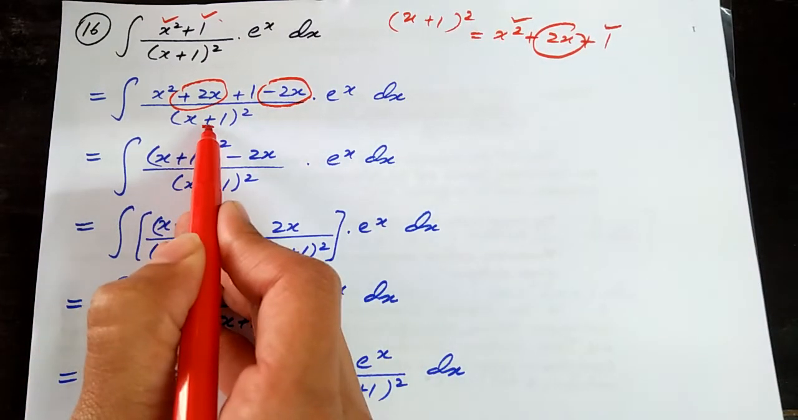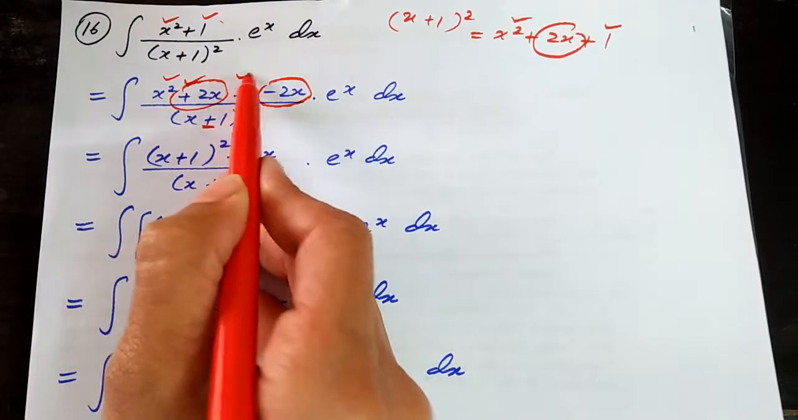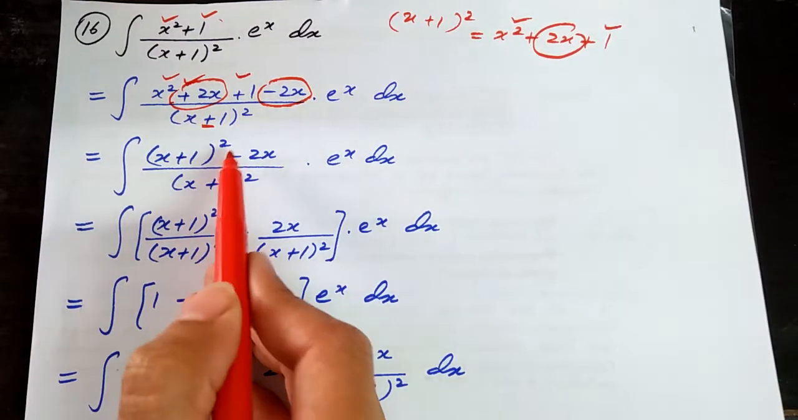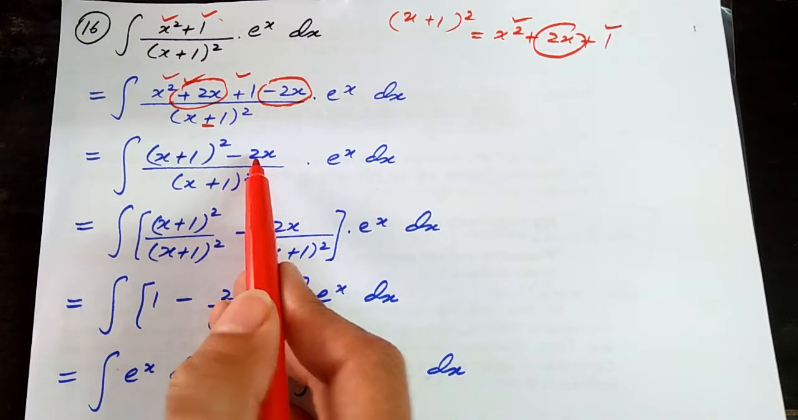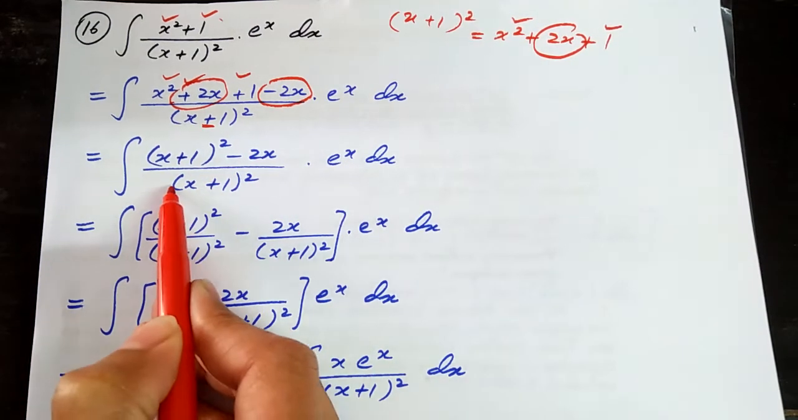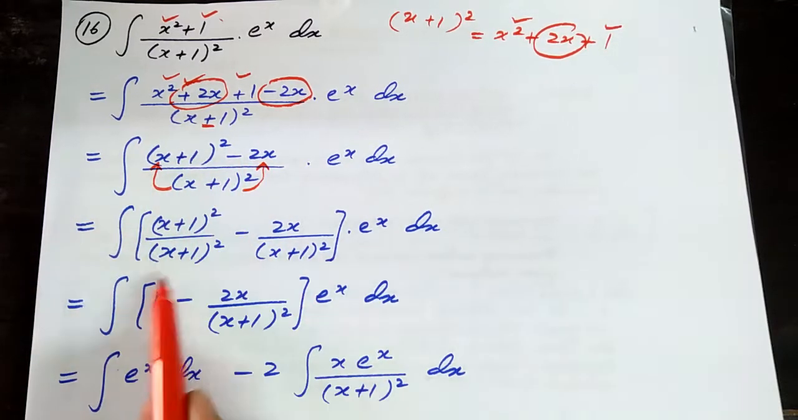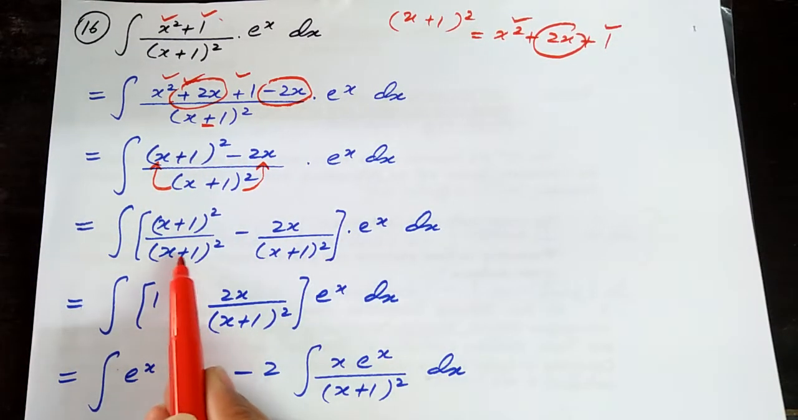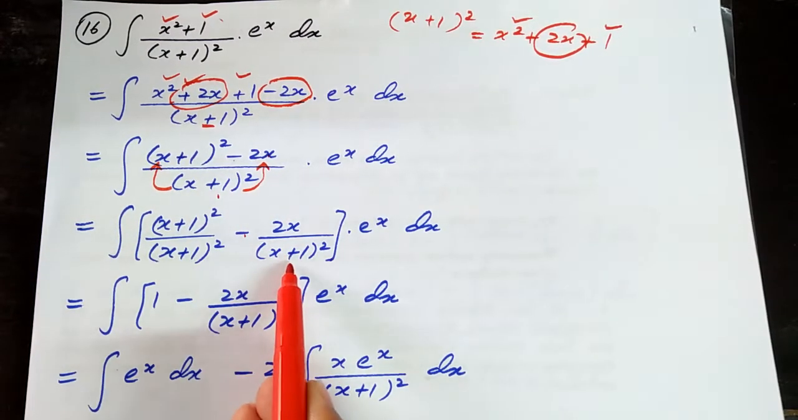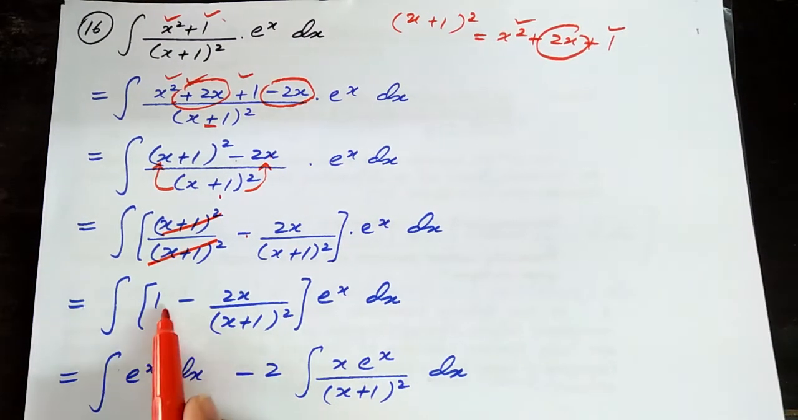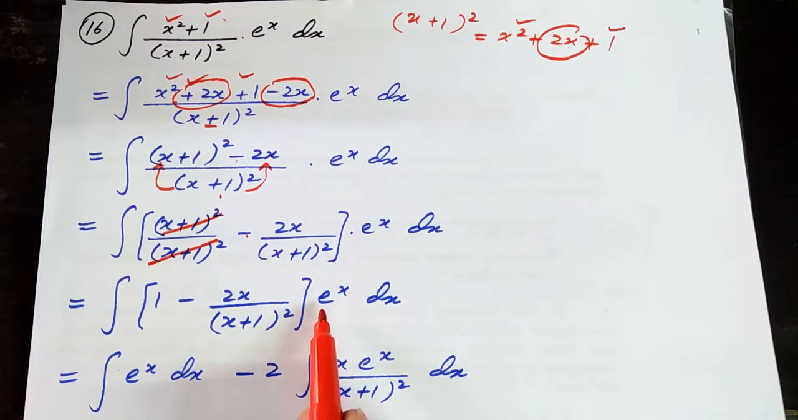Since this is x plus 1 whole square, I am considering this plus 2x. Just combining these first three terms, I will get x plus 1 whole square, and the remaining minus 2x will remain as it is here. Now, this numerator can be split into two parts over this denominator. It will be x plus 1 whole square over x plus 1 whole square minus 2x over this denominator. Now it will be cancelled. We get 1 minus 2x over x plus 1 whole square, and e raised to power x as it is.